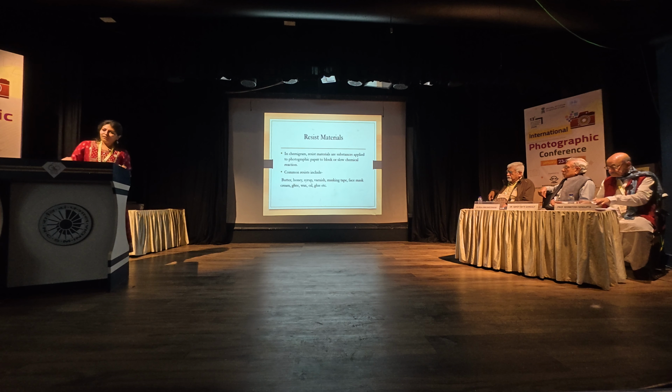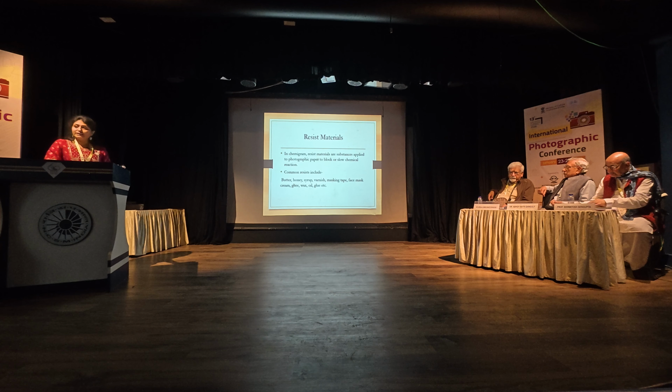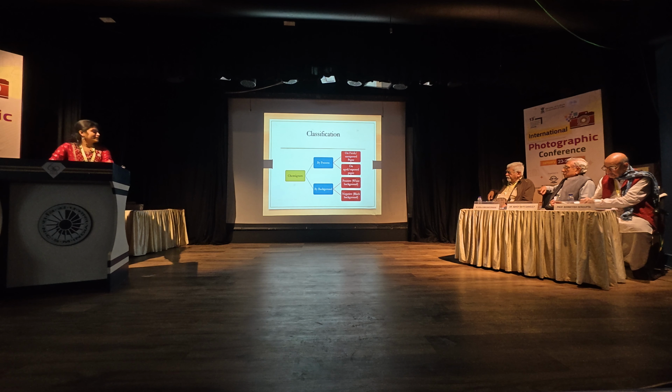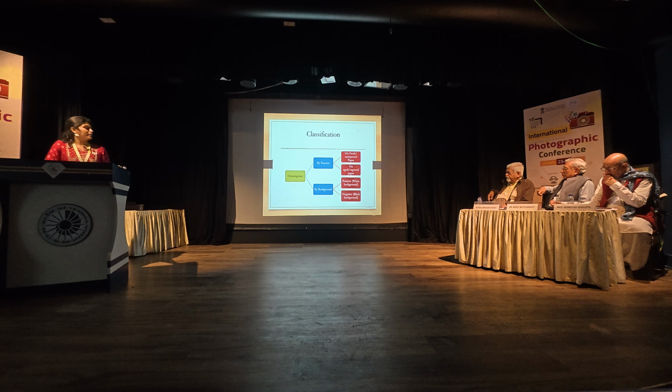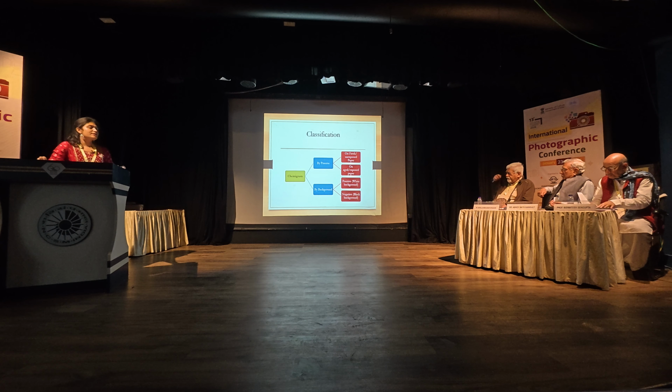Now coming back to the main method, we can classify this chemigram process broadly into two types. First is by process and second is by background. By process can be further classified into two sections: on fresh unexposed paper or on aged or exposed paper. By background, it can also be classified into two more sections: one is positive chemigram with white background and negative chemigram with black background.